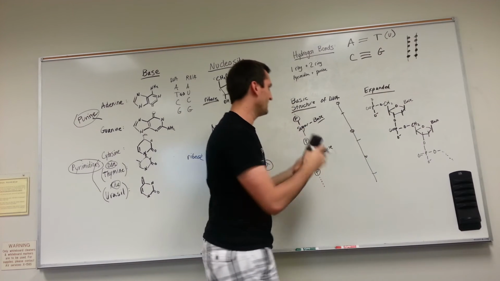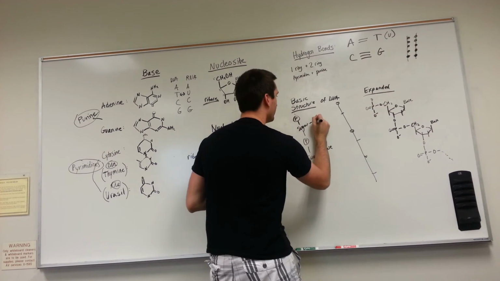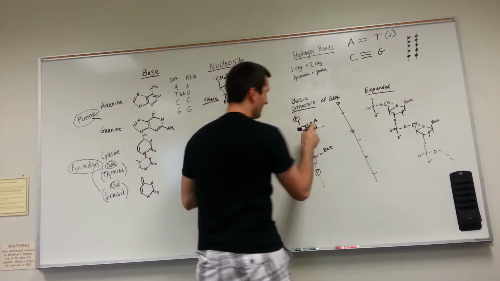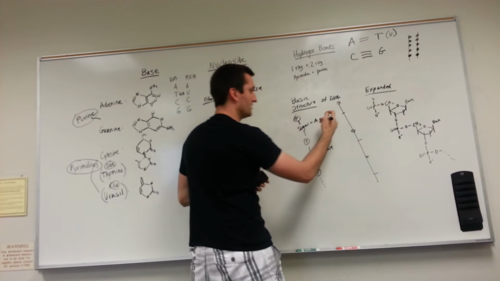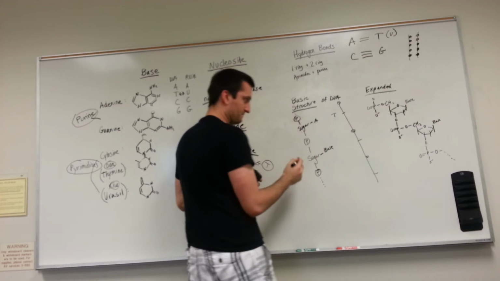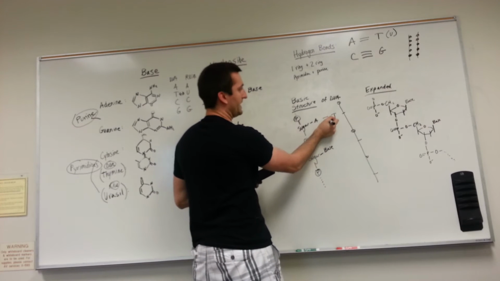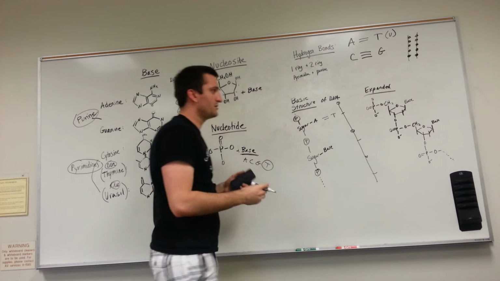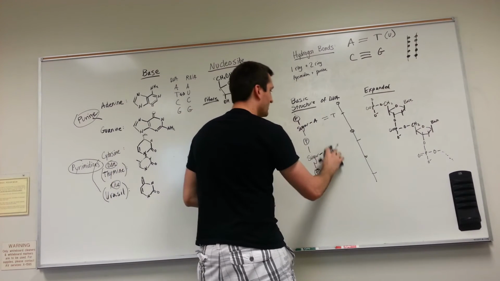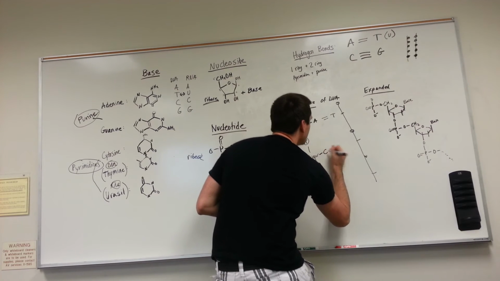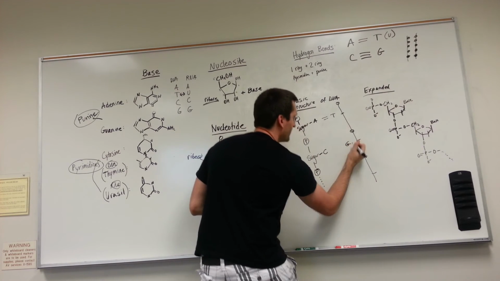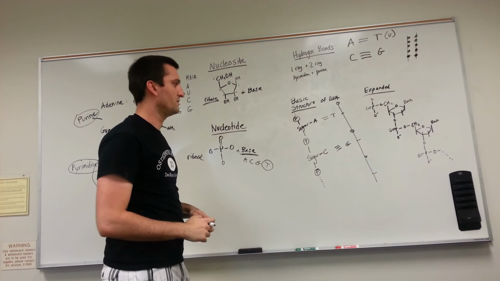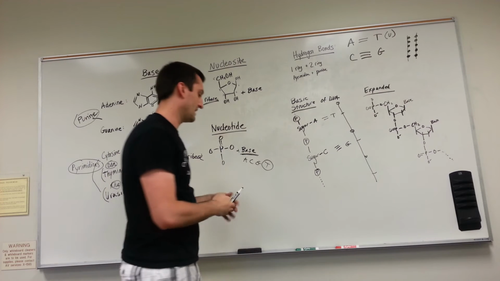So let's say that this base, we are going to choose A. Attached to this sugar will be an A base. However, this opposite strand, we know, will have a T base attached to this sugar, because A's always match with T's, and you have two hydrogen bonds between them. So now we can choose a different base over here, a C. We know that it'll always match up with a G. C's always with G's. It'll have three hydrogen bonds between them. So this is the basic structure of DNA.